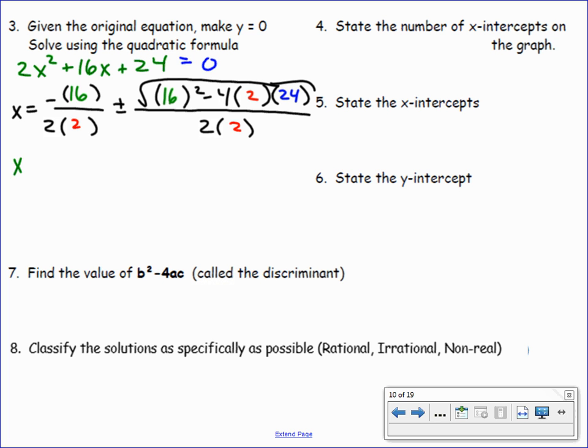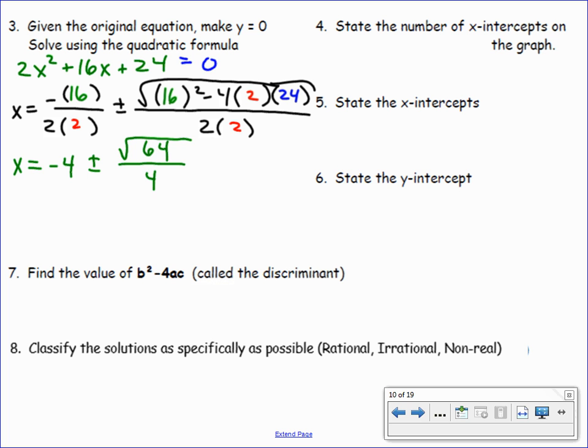So here we go. Opposite of 16 over 2 times 2 is negative 16 fourths. That's negative 4. Jump inside. 16 squared is 256 minus 4 times 2 times 24, that's 192. So this is 256 minus 192. And what's 256 minus 192? Is it 64? Yeah! Math's cool.